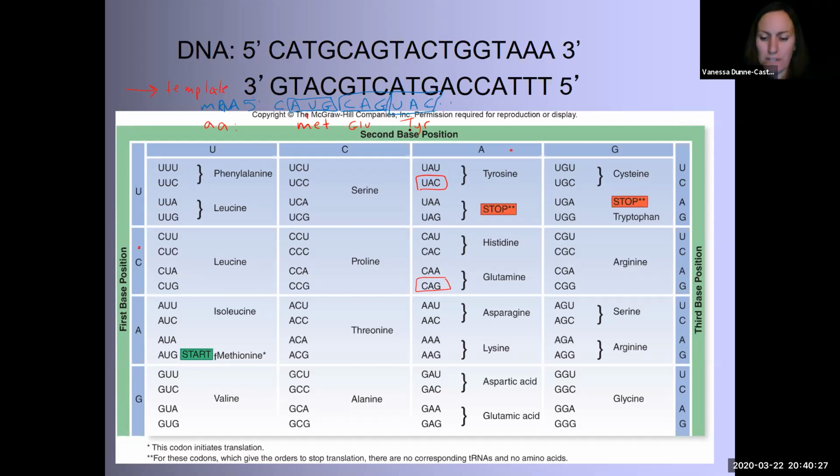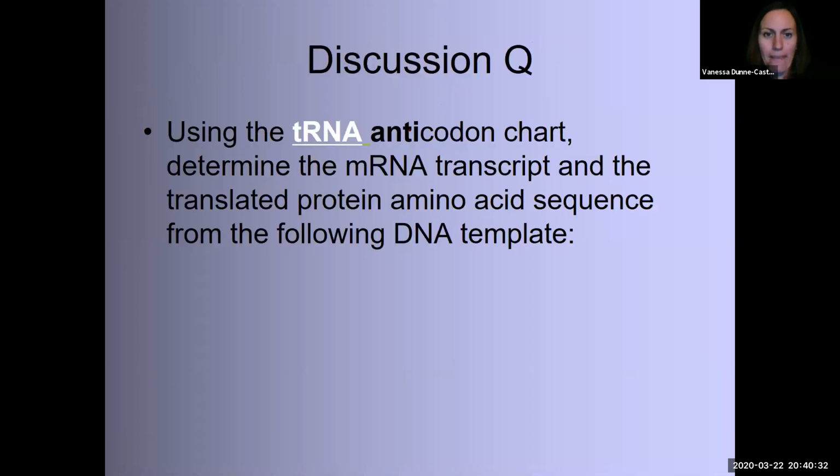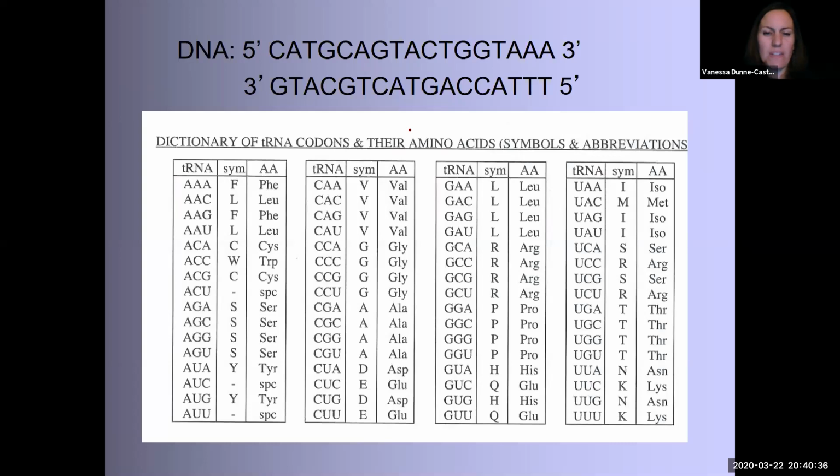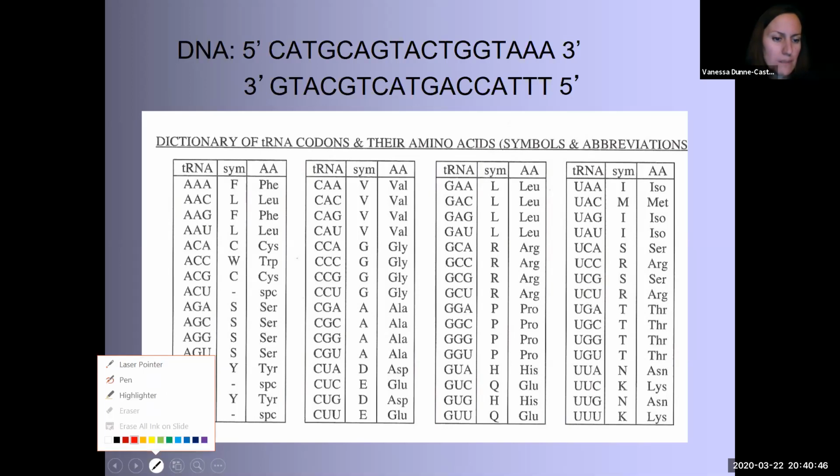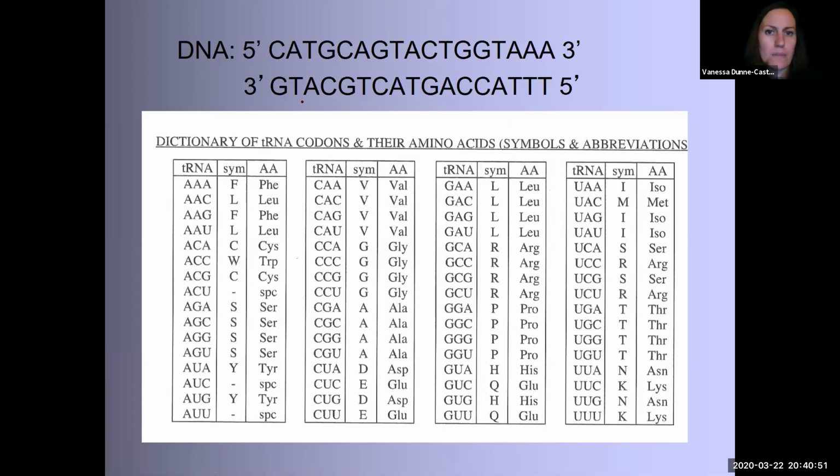Yeah, I want you guys to finish this one too, and I'll have you do that as an in-class discussion problem. Okay, let's see how you do this with a tRNA anticodon chart. This one looks a little bit different. I have yet to find one that lays everything out nicely like the other one does. I'll probably just make that one on my own. So let's go through this process again. If you recall, let's go back over to our notes.